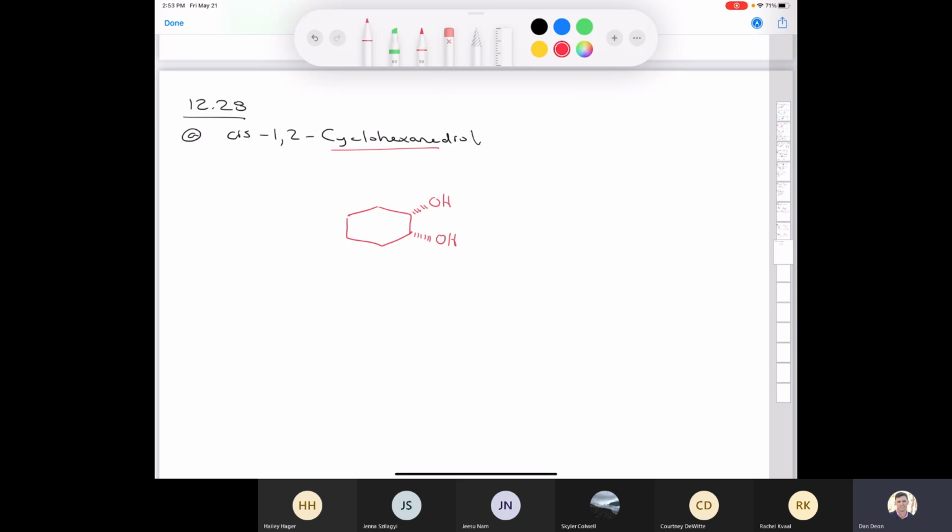Again, you could draw both of these as wedges. There's nothing wrong with that. And that would be completely correct as well. Either way, that's cis-1,2-cyclohexanediol.